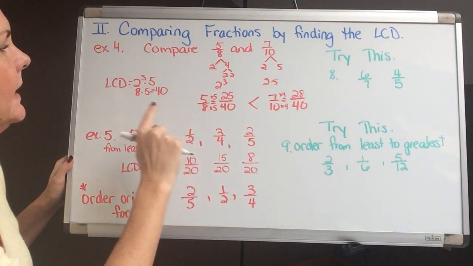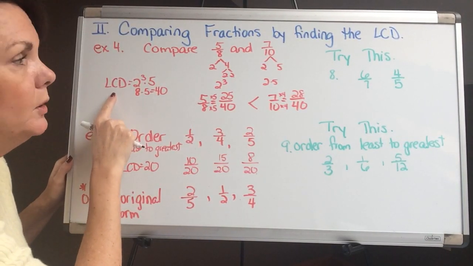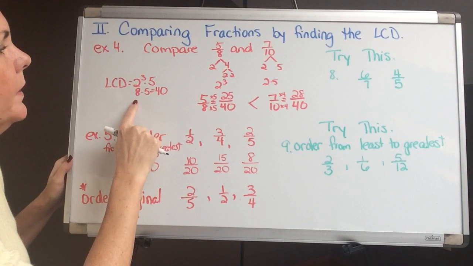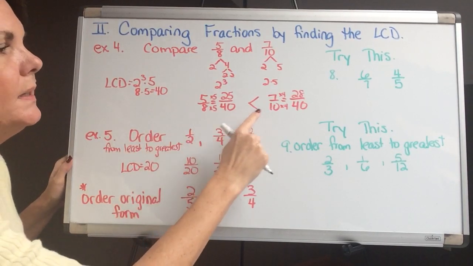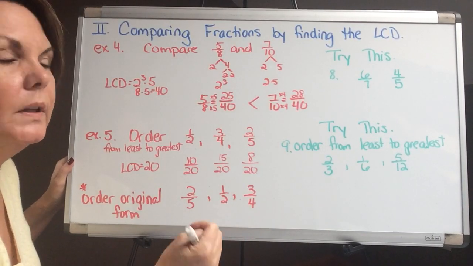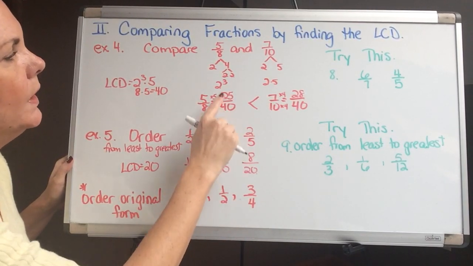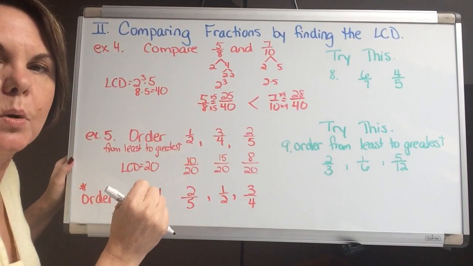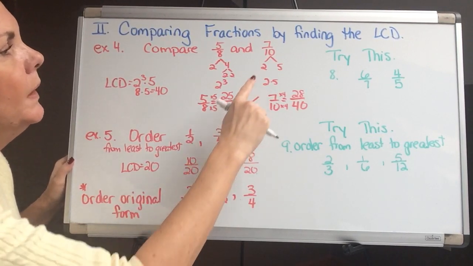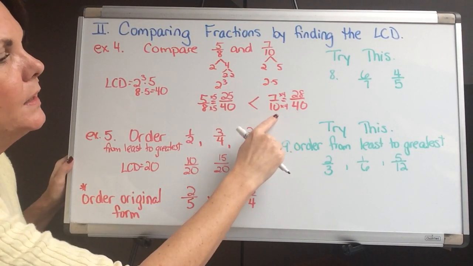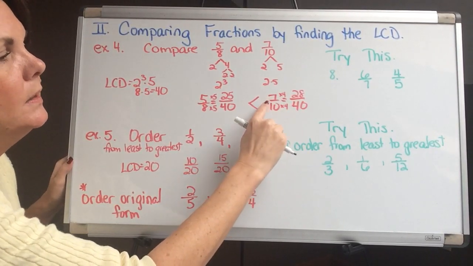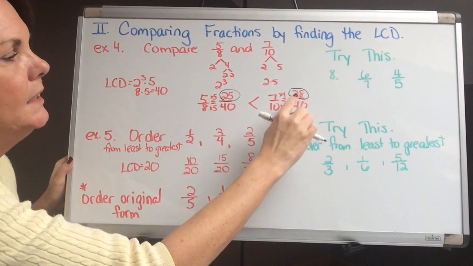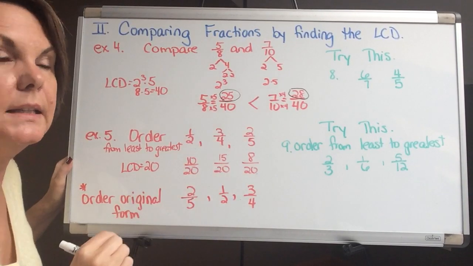So now what I'm going to do is get the LCD. Remember, that's just the least common multiple of the denominators. So that's going to give me 2 to the third times 5, and 2 to the third is 8 times 5 is 40. Now once I get a common denominator, I make equivalent fractions. Well, 8 times 5 is 40, it's the fifth multiple to get to 40. I have to do the same multiple for the numerator. 5 times 5 is 25. And over here, 40 is the fourth multiple. 10 times 4 is 40, so 7 times 4 is 28. Now you're going to compare the numerators. Well, 25 is less than 28, therefore 5/8 is less than 7/10.